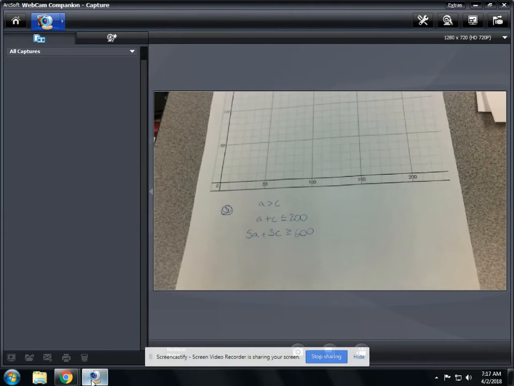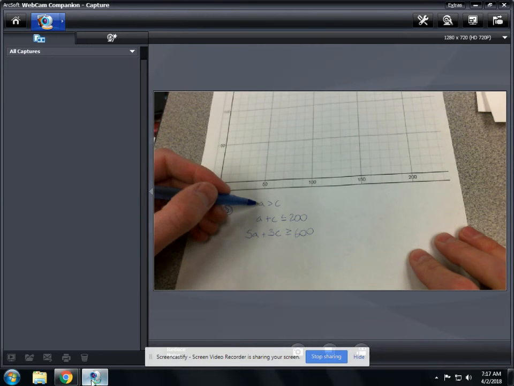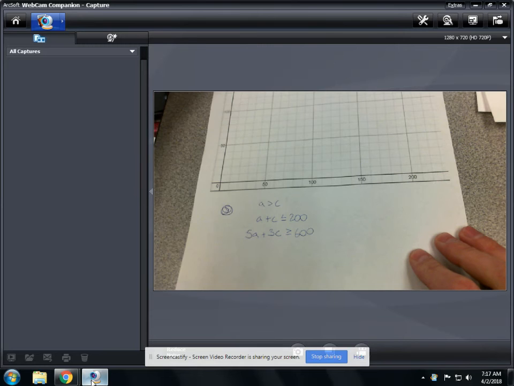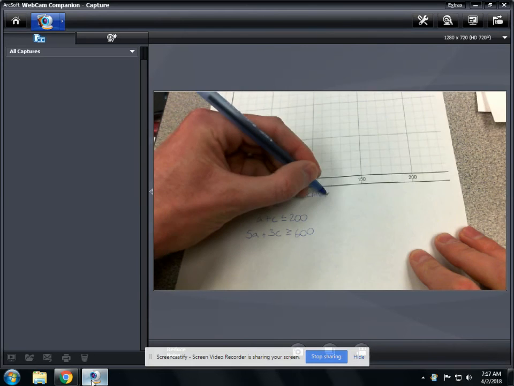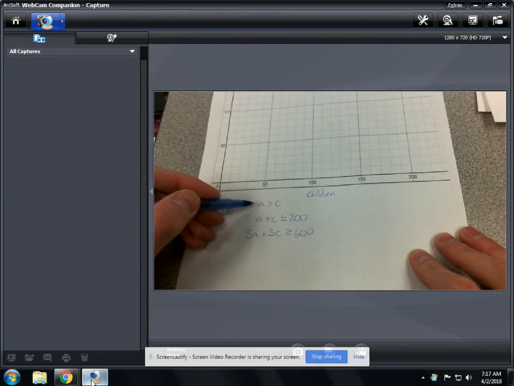It doesn't matter which one I solve for. I guess when I say that, I should say it doesn't matter which one I assign to be the x and which one I assign to be the y-axis, as long as I pick one. I'm going to choose the adults to be on the y-axis and the children to be on the x-axis. So I'll label this right now children. And then A is already isolated here. A is greater than C.